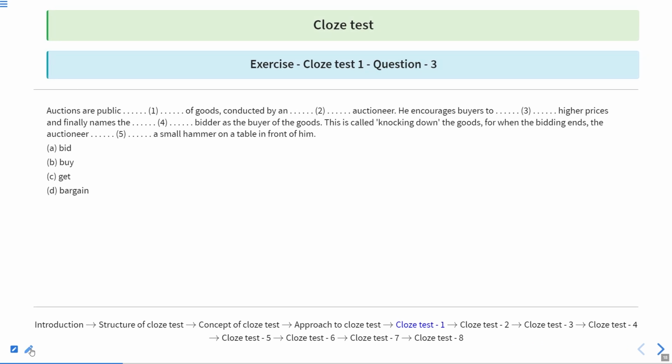So we have filled in the two words now. The first word we have filled in is sale, and the second word we have filled in is approved. Let us look at other words in turn given this information. He encourages buyers to dash higher prices and finally names the dash. So which particular word will fit in here? Is it bid? Is it buy? Is it get? Or is it bargain? Which one of the four choices, A, B, C, or D, is the correct one? Please try to answer. And then we will look at the correct answer.